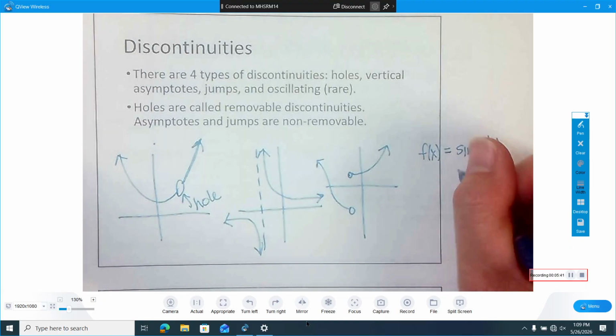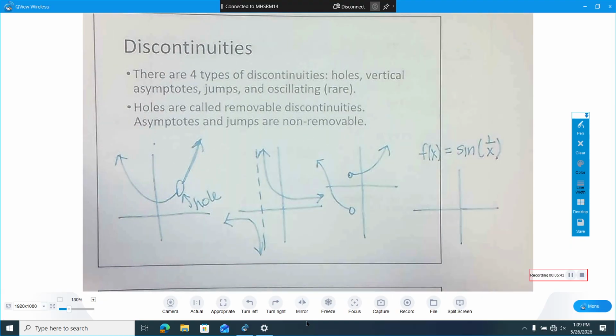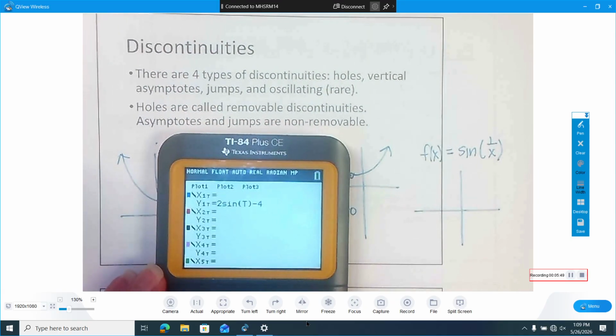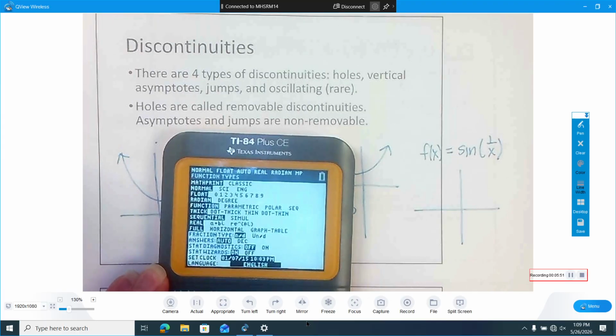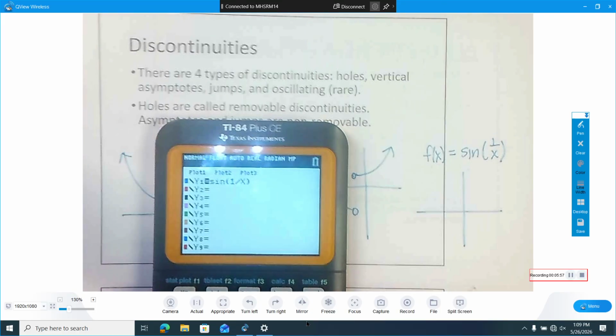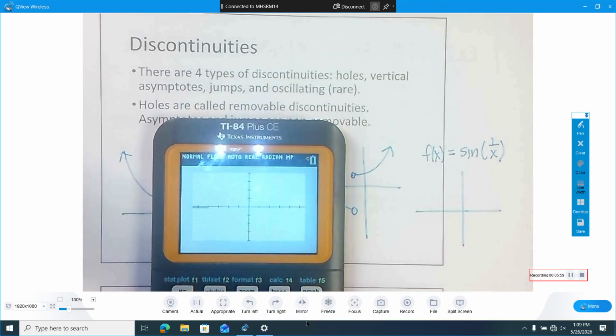The sine of 1 over x is crazy. Let me show you what that looks like. It's an oscillating, oh, I'm in totally the wrong mode there. All right, so oscillating discontinuity, 1 over x. I'm going to show you, if I just do a zoom trig, this is what it looks like.